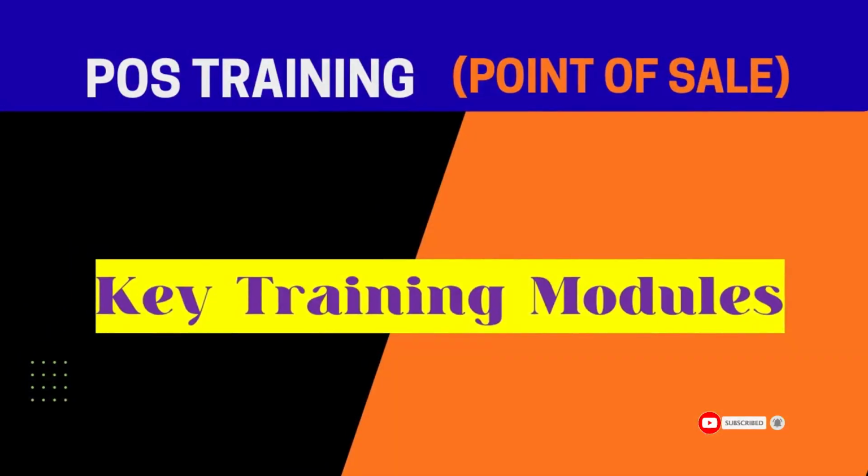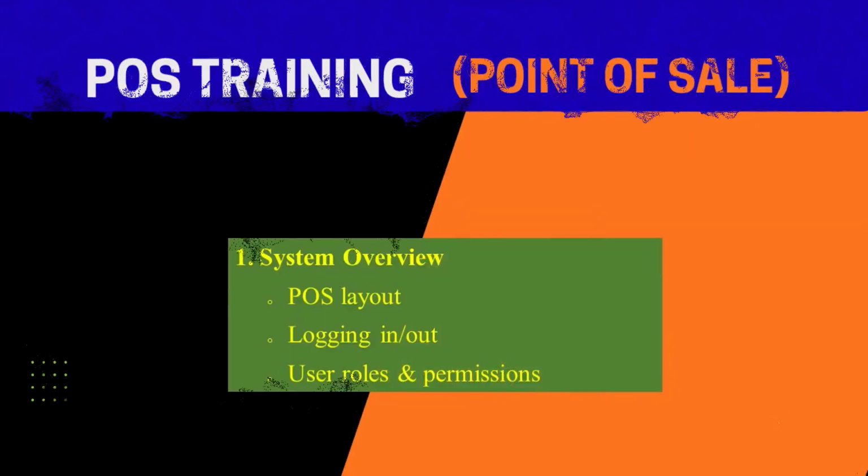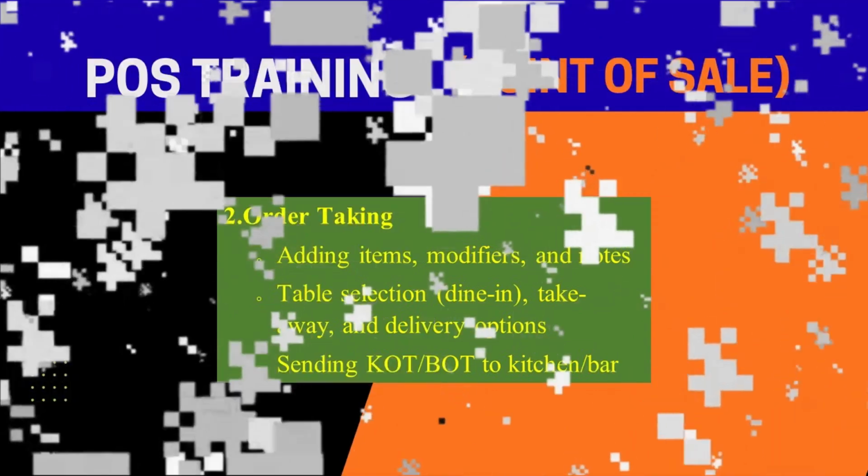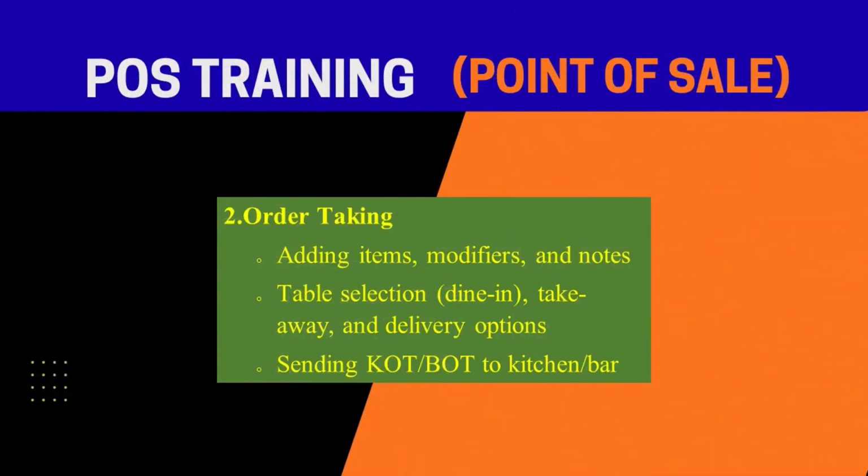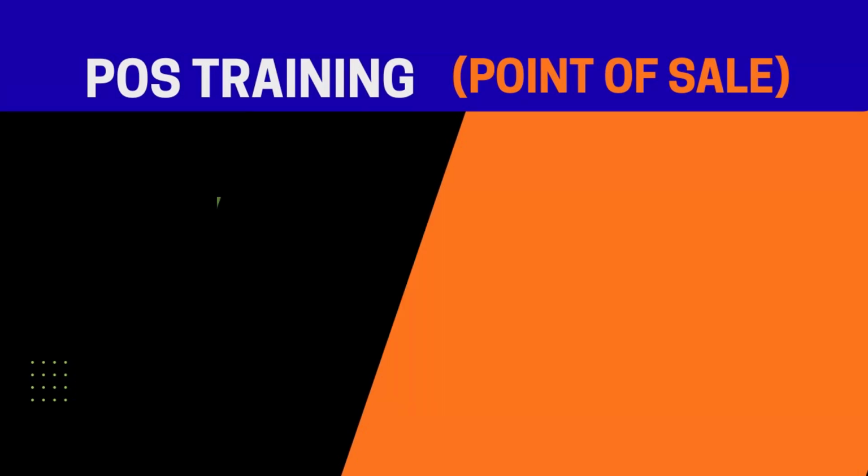Key training modules. System overview: POS layout, logging in/out, user roles and permissions. Order taking: adding items, modifiers, and notes. Table selection, dine-in, takeaway, and delivery options. Sending KOT/BOT to kitchen/bar. Billing and payments.